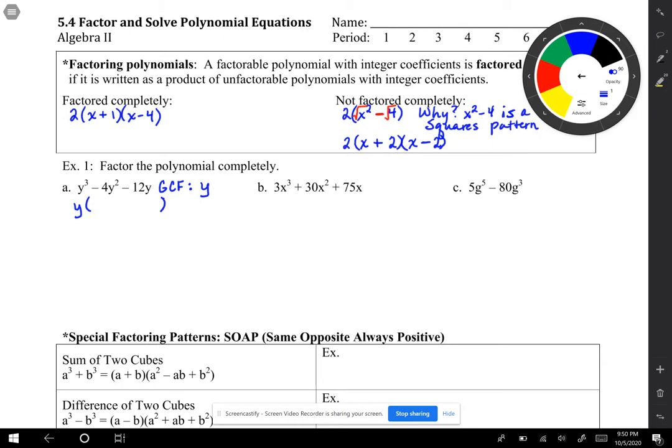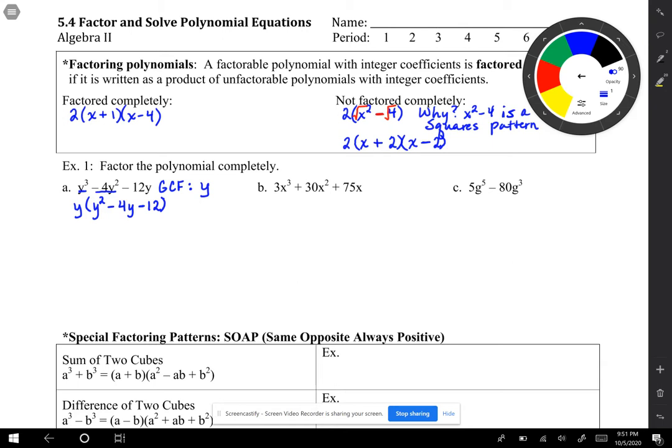So you factor out a y, and so in order to get y to the third, you must have y squared here. In order to get negative 4y squared, you have minus 4y, because remember you factored out one of the y's, and the last one's going to be negative 12. And if you were to multiply each of those by that y, you would get what you started with. Now, you need to factor the stuff in parentheses.